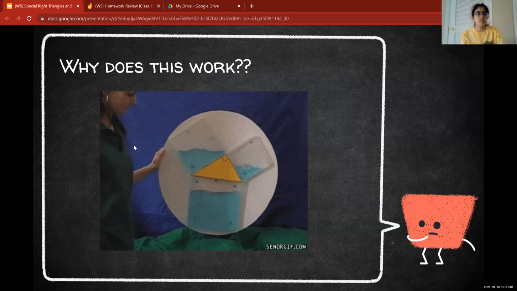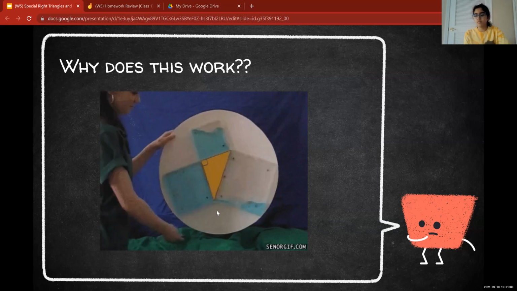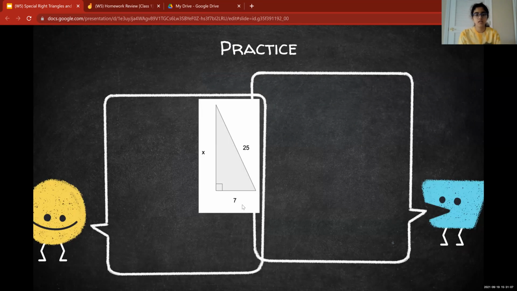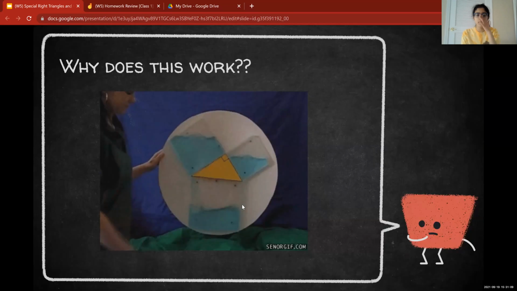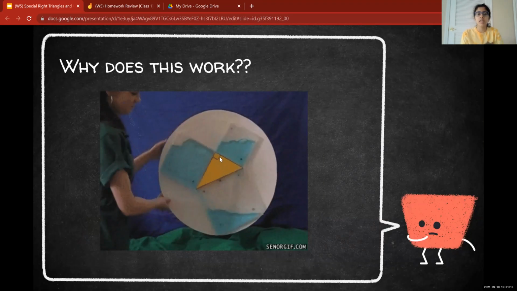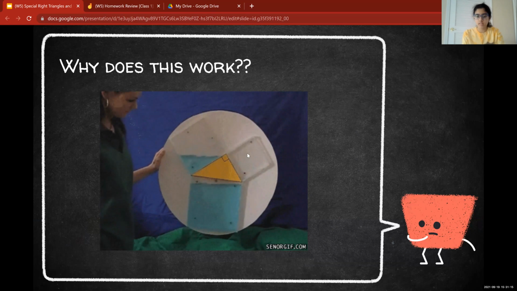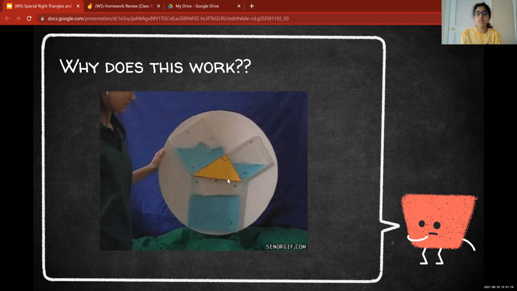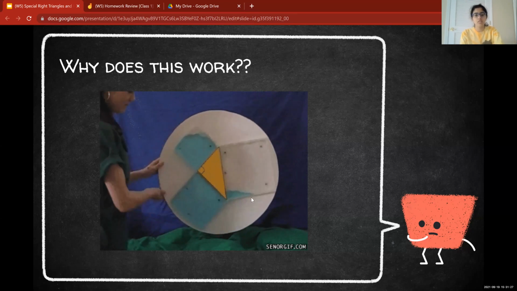Okay, so this is a GIF showing why it works. And it just shows that when you have the volume in two of the legs squared, the squares of the legs, you will find a square with the same volume that has a side length of the hypotenuse.